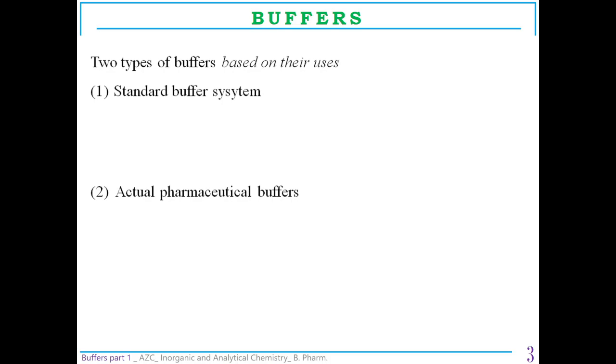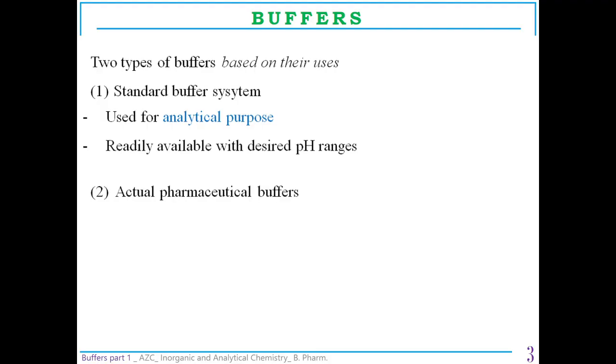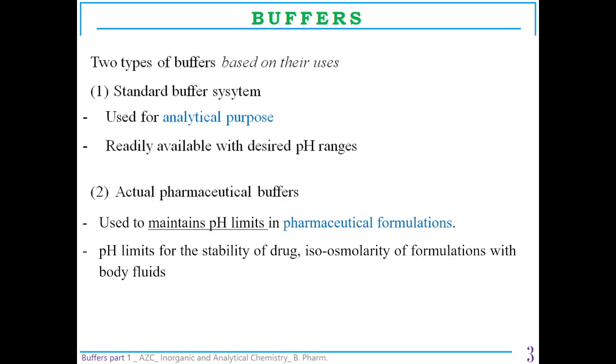There are two types of buffers based on their uses. First is standard buffer system. Second is actual pharmaceutical buffer. Standard buffer system is used for analytical purpose. It is readily available with desired pH ranges. Actual pharmaceutical buffers are used to maintain pH limits in pharmaceutical formulations. pH limits are sometimes essential for stability of drug or isoosmolarity of formulations with body fluids.